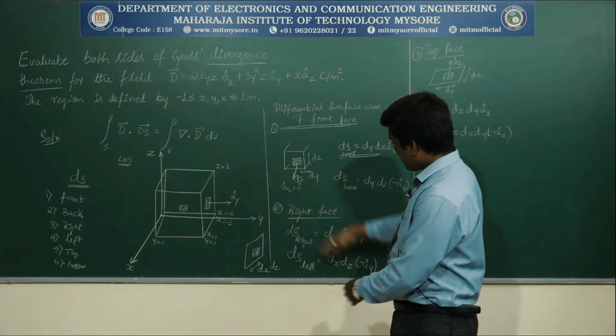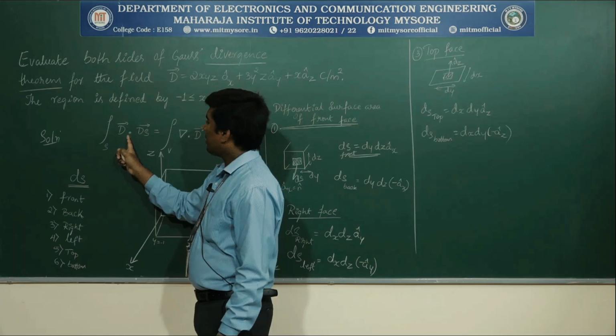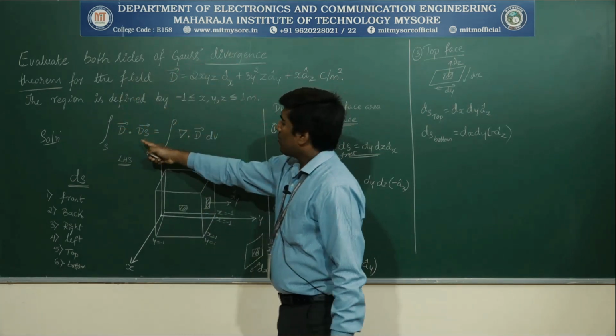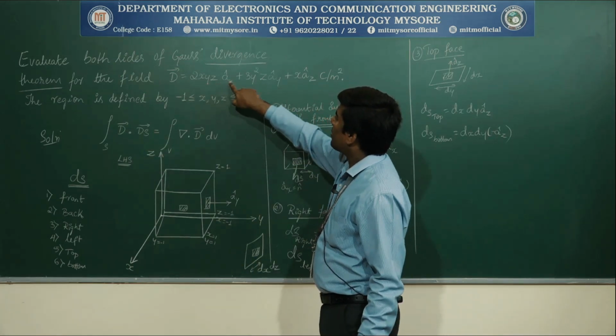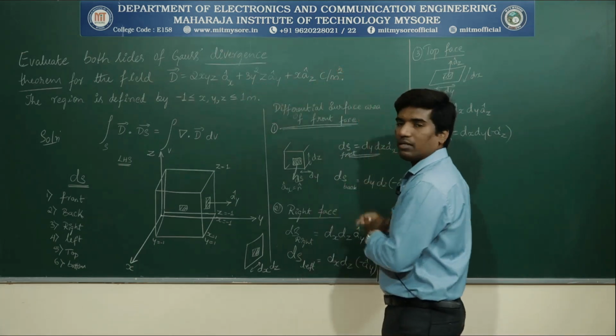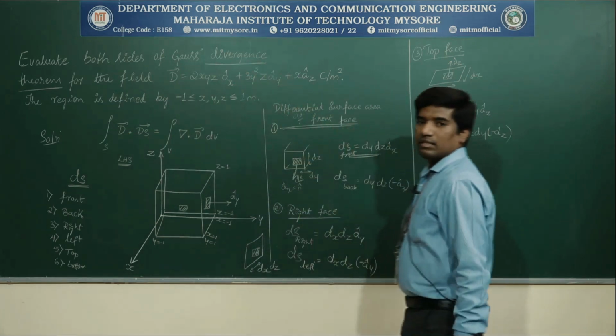By using these 6 differential surface areas, we can easily calculate the LHS part of the Gauss divergence theorem. So what is D? D is given. D is 2xyz a cap x plus 3y square z a cap y plus x a cap z coulomb per meter square. Now we need to take the dot product between all the things.